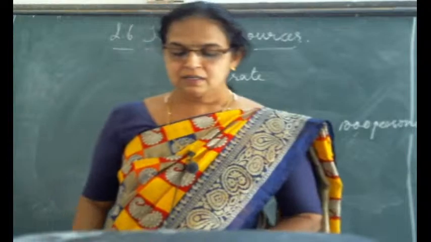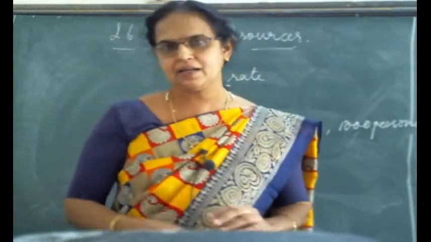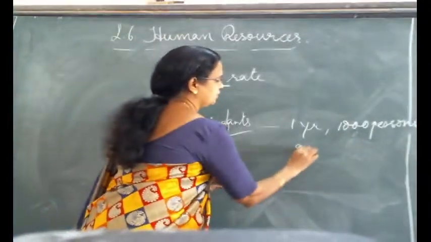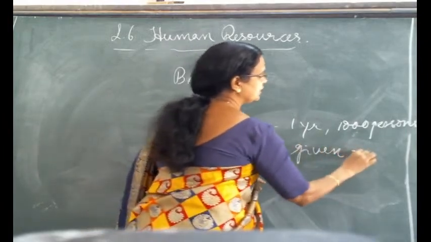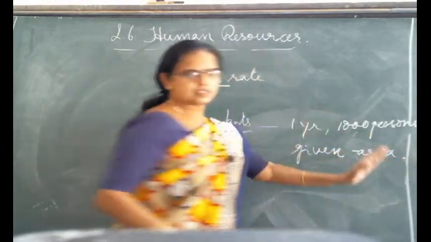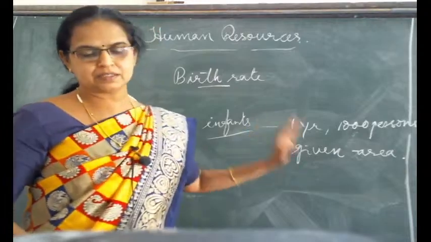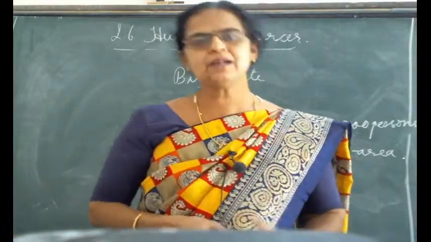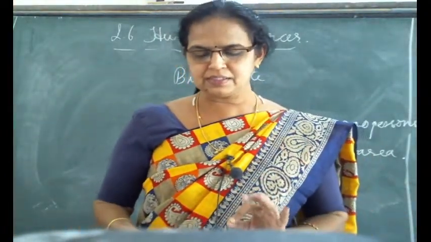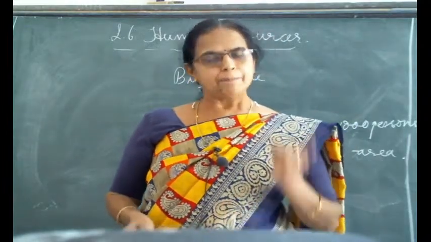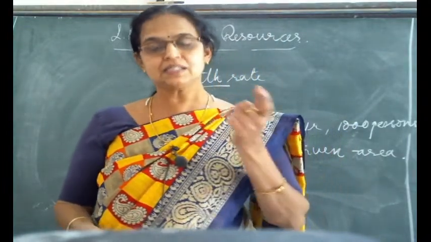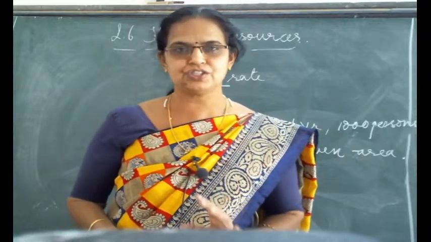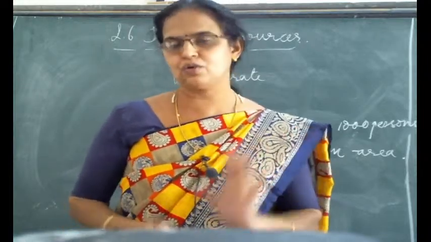And a particular area, a given area. This gives the definition. So what is birth rate? The total alive infants in 1 year per 1000 persons in a particular region, otherwise in a given area, is known as birth rate.